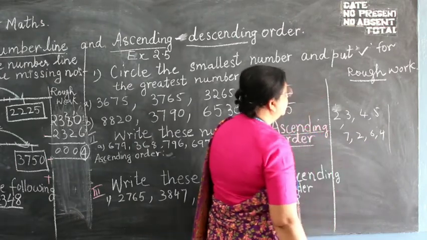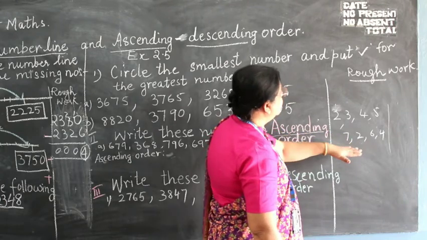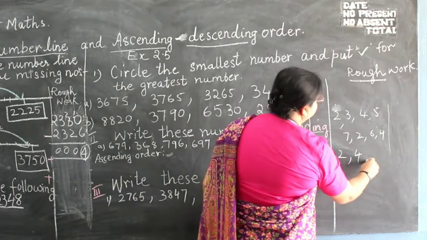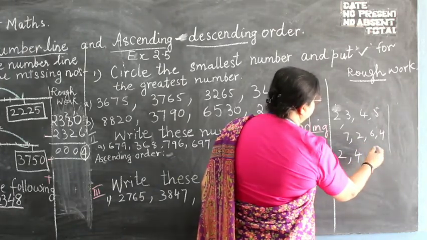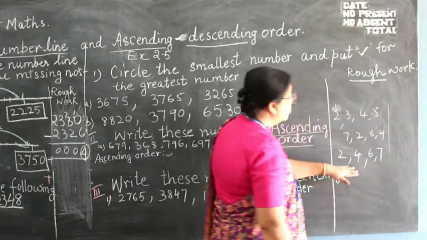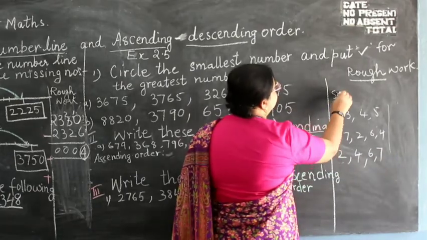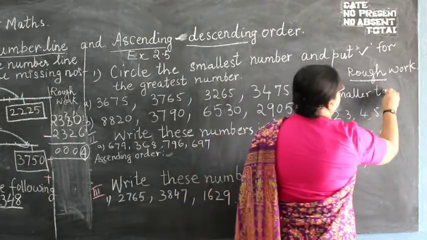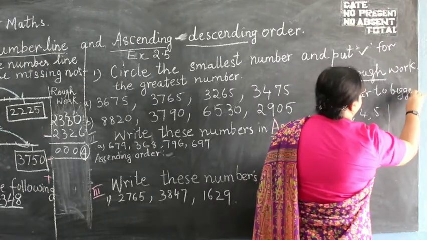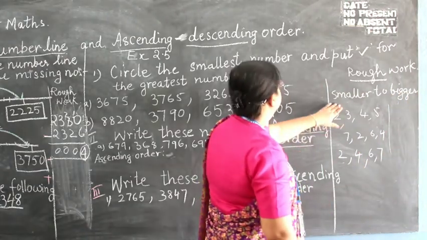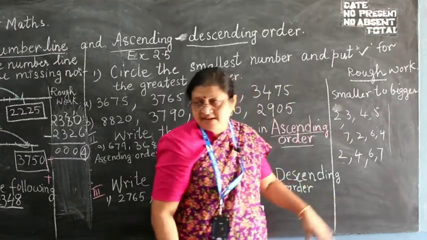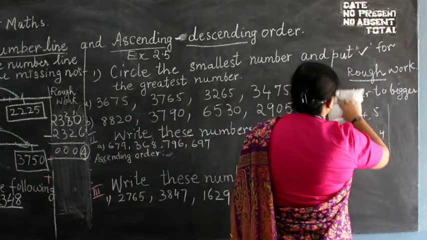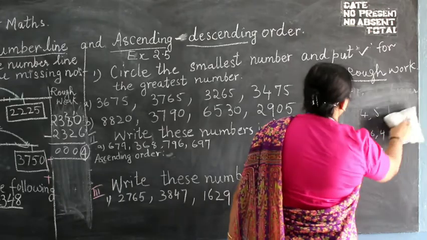Now suppose I give you 7, 2, 6, 4. Which is smaller to bigger? So smaller will be 2, next smaller will be 4, next bigger will be 6, then 7. So ascending means smaller number to bigger number. But this is one digit. You did it in your smaller classes.